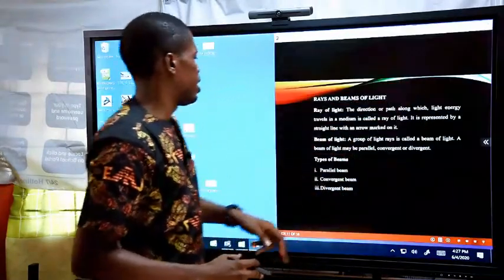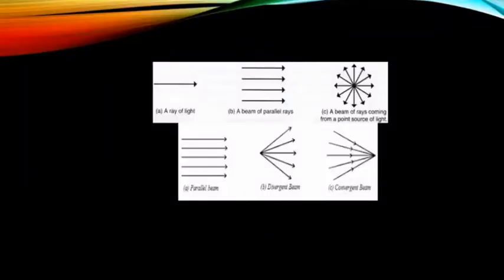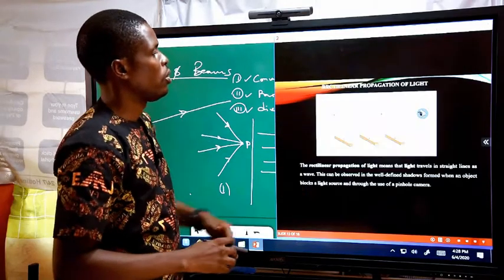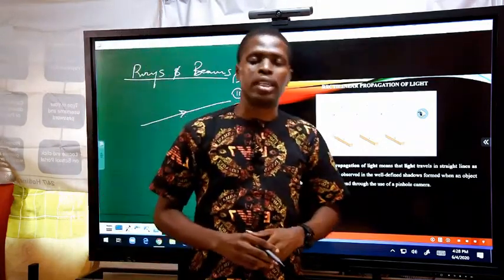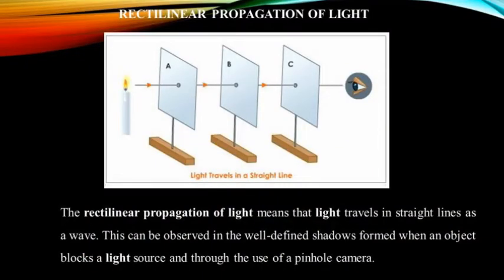So let's look at the concept of a ray of light, parallel beam, convergent beam, and so on. We also have a diagram showing the spreading of light from a point around different corners. So that is for that. We'll move on to the term, rectilinear propagation of light. What is rectilinear propagation of light? This is the ability of light to travel in a straight line. When light travels from one point to another in a straight line, you call it rectilinear propagation of light.